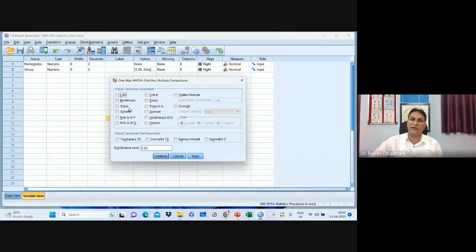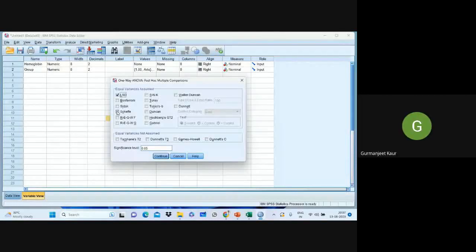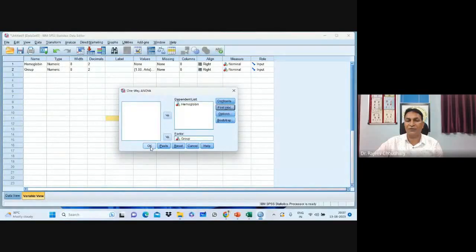LSD, Bonferroni, Sidak, Scheffe, SNK, Tukey's b, Duncan. There is a long list. Since we have conducted the study with equal sample size, we have to opt for LSD. Otherwise, on serial number 4, Scheffe: the Scheffe post hoc test is applied in case of unequal sample size. Okay, yes, sir. Click on Continue, click on OK.